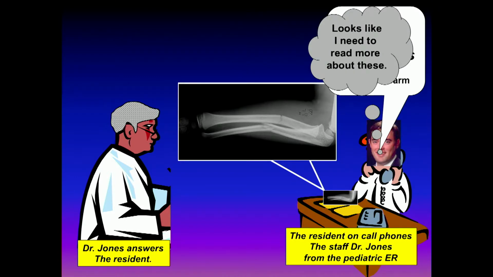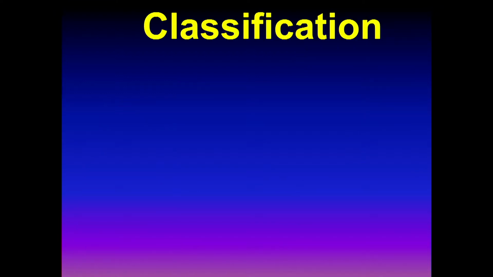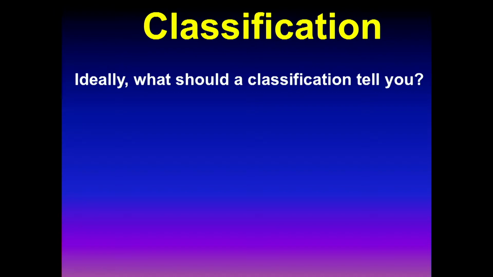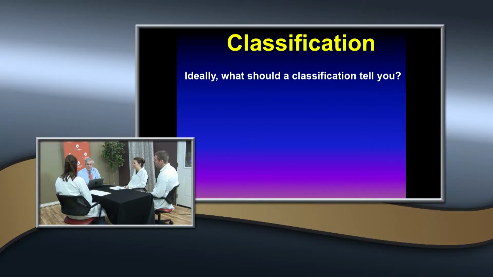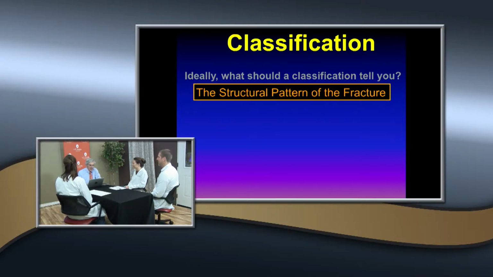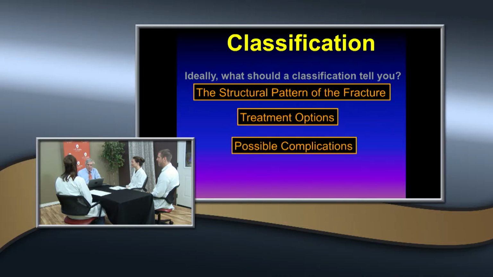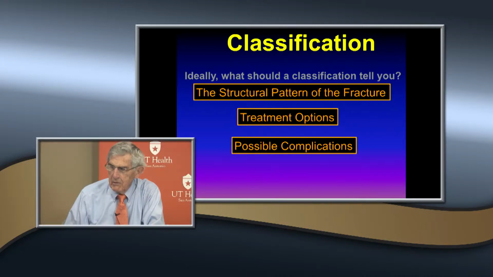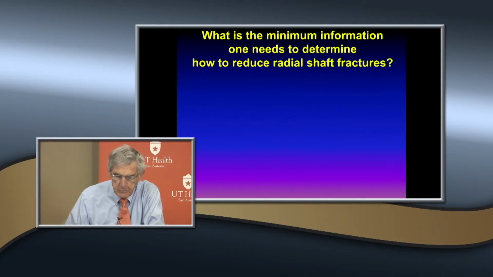That's right. And fortunately, you folks have all studied, and you'll understand this. So, ideally, what does the classification tell you? How to treat it? Well, that's right. It tells you the structural pattern of the fracture, and it also tells you the treatment options that are available. And the other thing that can occur: it can give you prognostic information? Yeah, or the possible complications that can occur, the things that you look for.